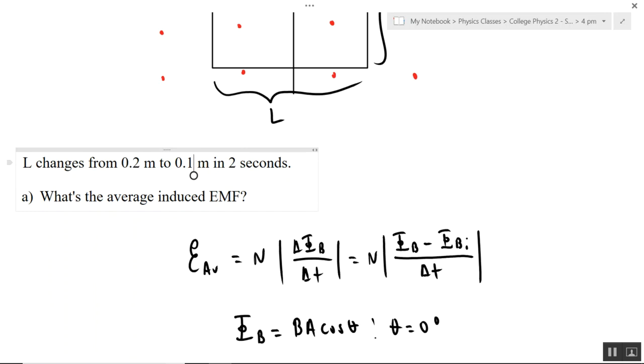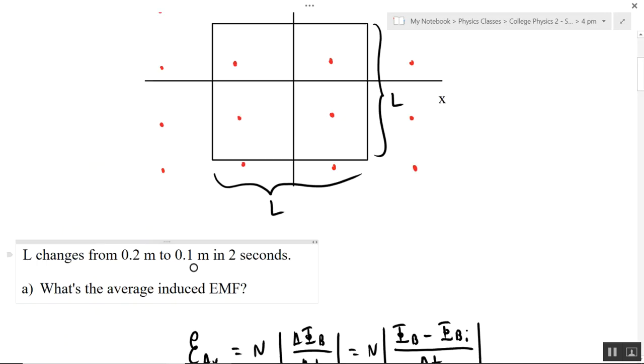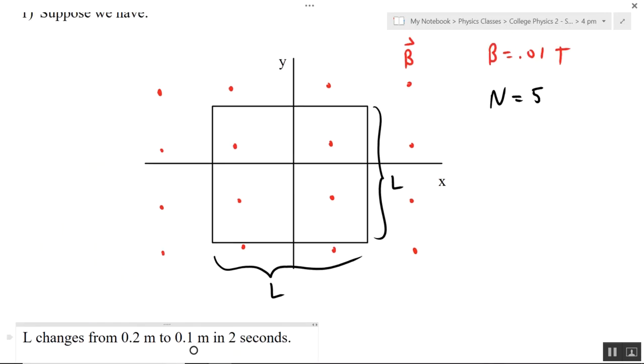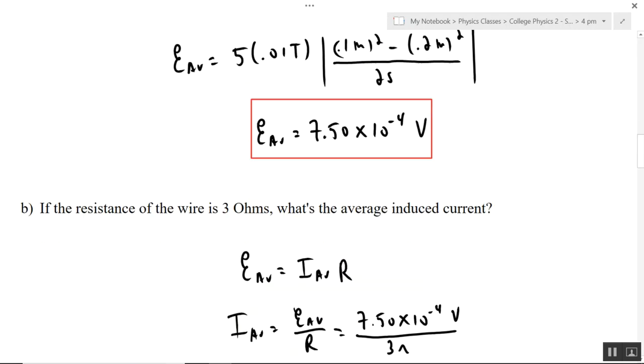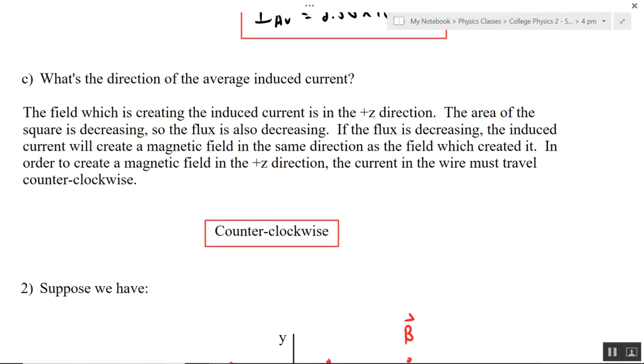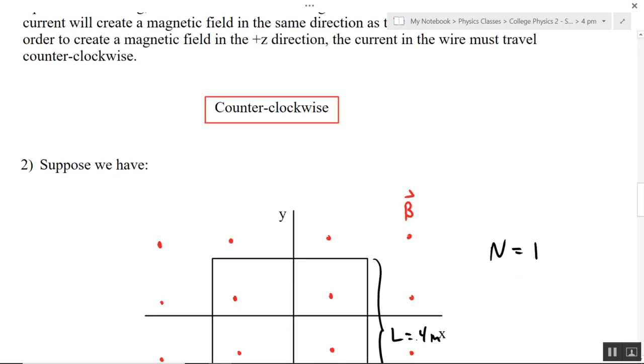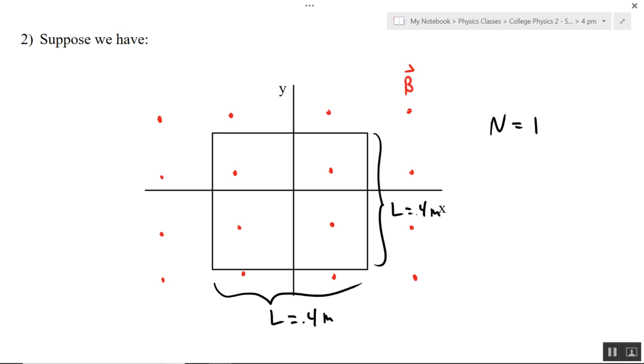If the flux is decreasing, it means that the current will go in a way to create a field that's in the same direction as the field which created it in the first place. So the field which created it in the first place is in the positive z direction. So the current will have to go in a way which creates a field also in the positive z direction. So to do that, you point your thumb upwards, in the positive z direction. When you do that, your fingers scroll counterclockwise, and therefore the current would be going counterclockwise around that square, right, when you do this.